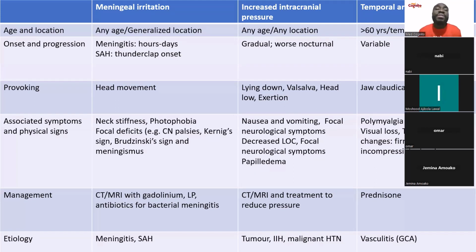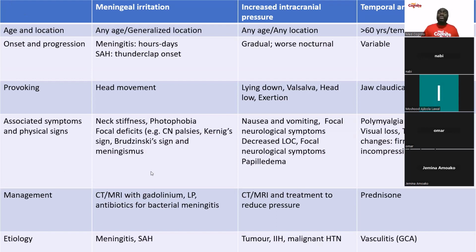What are the actual symptoms of meningeal irritation like meningitis? They have neck stiffness, they may have photophobia, they can have focal deficits, cranial nerve palsies, Koenig's positive sign, Brudzinski positive sign, and they may have meningismus. What investigations would you request? CT of the head, MRI of the head. But before you send the patient out, so far as you suspect meningitis, please don't forget to give your antibiotics. And the two causes of meningeal irritation are meningitis and subarachnoid hemorrhage.